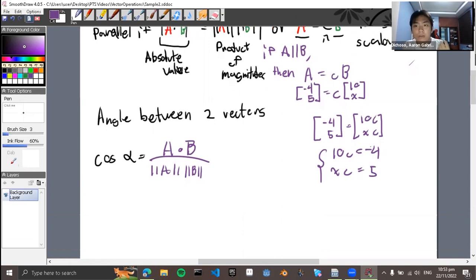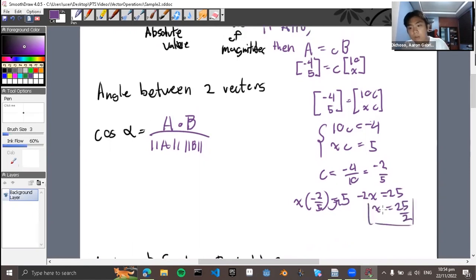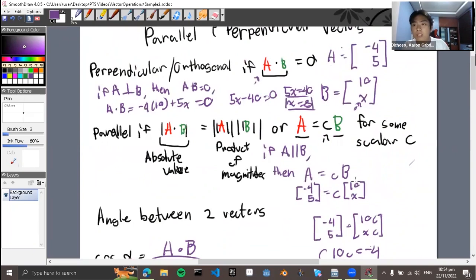Now, you can either solve it like a matrix, but for me, I would like to solve it just the regular way using algebra. So 10c is equal to 4. C is 4 over 10 or 2 over 5. Now, let's plug that in. So we have x times 2 over 5 is equal to 5. Put that over there, and we would get 2x is equal to 25. x is equal to 25 over 2. So x has to be 25 over 2 for A and B to be parallel to each other.